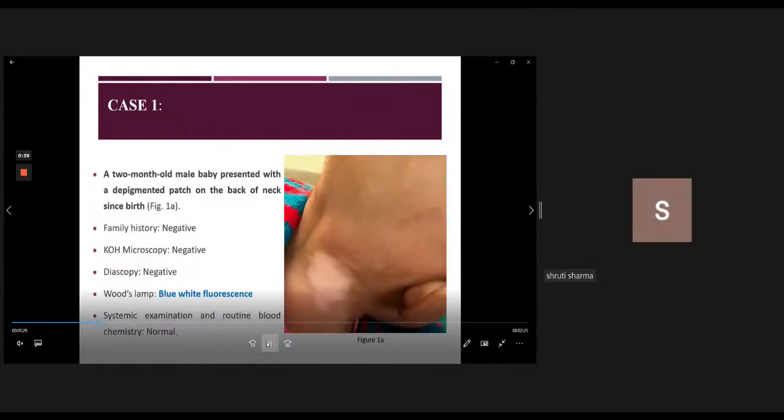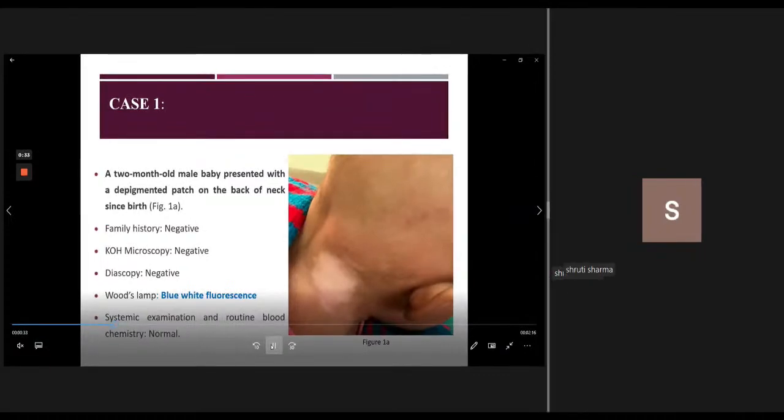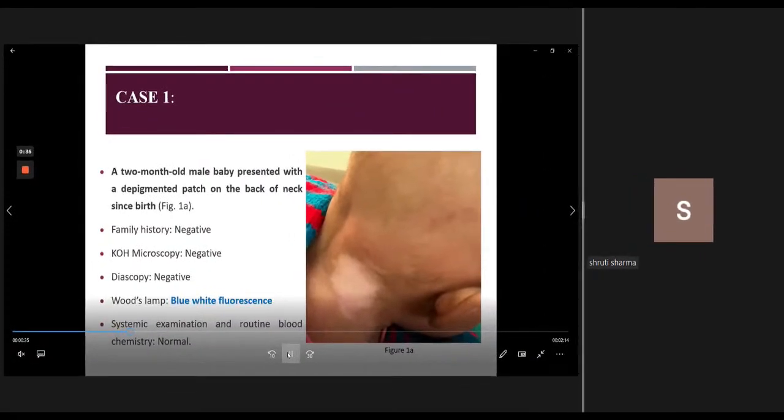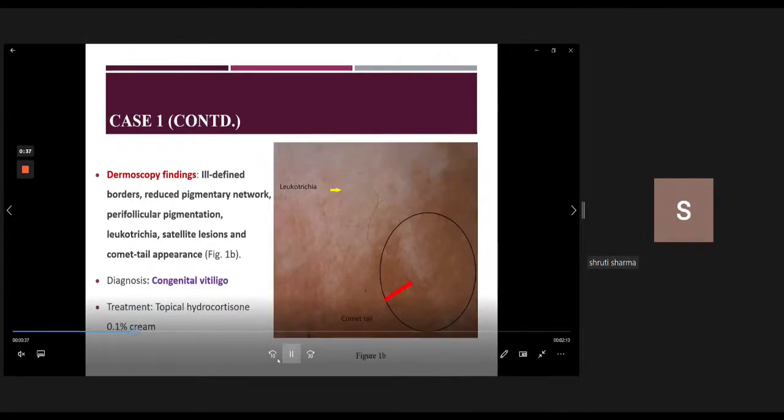Case 1. A 2-month-old male baby presented with a depigmented patch on the back of neck since birth. On Wood's lamp, blue-white fluorescence was seen. Dermoscopy revealed ill-defined borders, reduced pigmentary network, perifollicular pigmentation, leukotrichia, satellite lesions, and comet tail appearance. We made the diagnosis of congenital vitiligo and prescribed topical hydrocortisone.